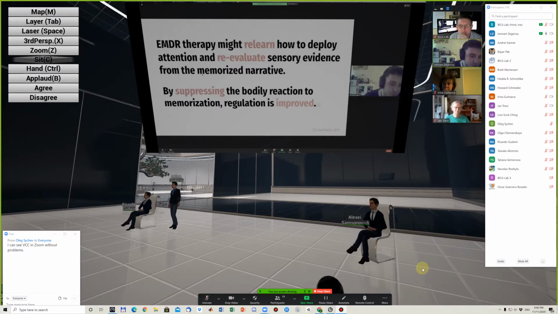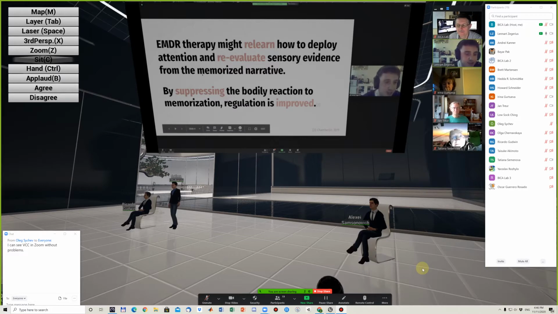So why would we model the effects of this therapy? EMDR therapy seems to evoke a pathway that shows interesting neuro and psychopathological occurrences. Attention, working memory, memorization, and stress are interesting domains affected by EMDR therapy. As it says, EMDR therapy might relearn how to deploy attention and re-evaluate sensory evidence from the memorized narrative, so it can really rewrite your memory. By suppressing the bodily reaction to memorization, such as stress, regulation is improved.